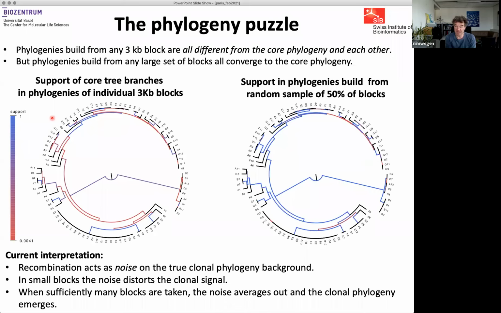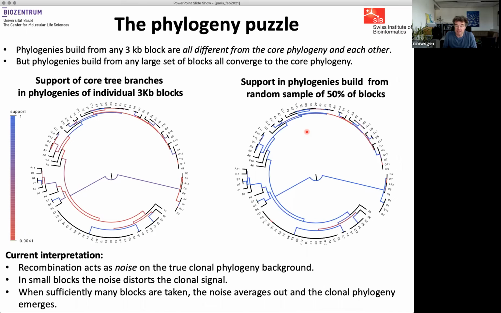However, if you take any large number of blocks, so you sample randomly half of the blocks in your genome and you build a tree from those, the trees are all very similar to the tree that you get from the whole alignment. So as you take more blocks, you start converging to some sort of clear phylogeny. An obvious interpretation is to say, well, this phylogeny probably represents the clonal phylogeny, the phylogeny that you converge to as you take more and more blocks.